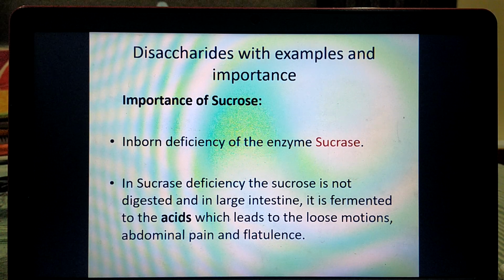Sucrose is a disaccharide, therefore it is not absorbed from the intestine, and then sucrose enters into the large intestine. In the large intestine, bacterial flora ferment this sucrose into acids, and this acid then increases the peristalsis movement, leading to loose motion, abdominal pain and flatulence. Flatulence means gas formation.